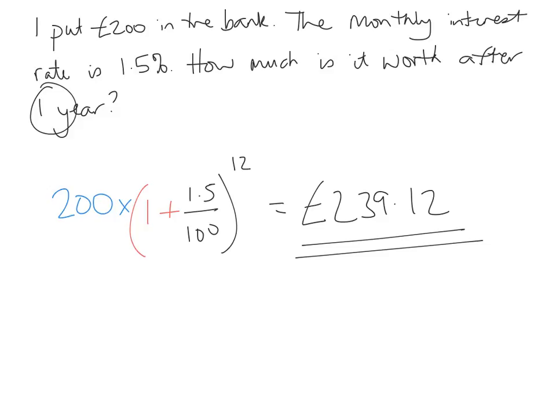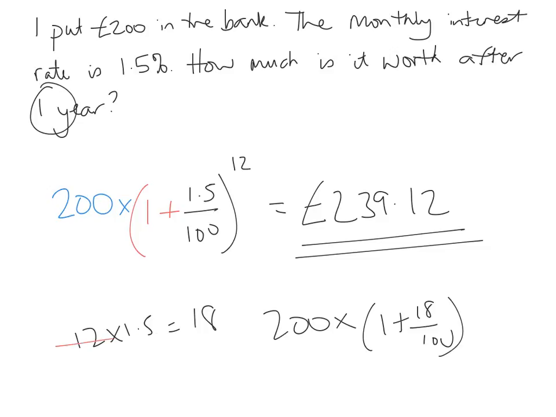So compound interest, we can do it all in one step, but we can't just say what is 12 times 1.5, that's 18, so I'm going to do 200 times 1 plus 18 over 100. That does not work. You can't do that. You need to think about raising up to a power instead.